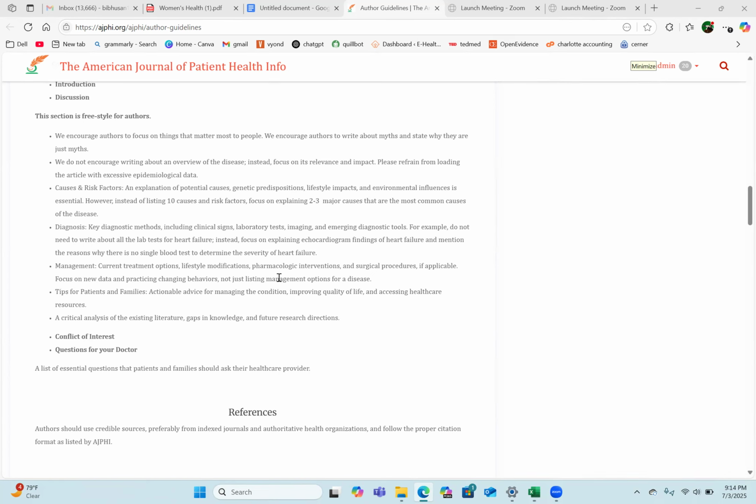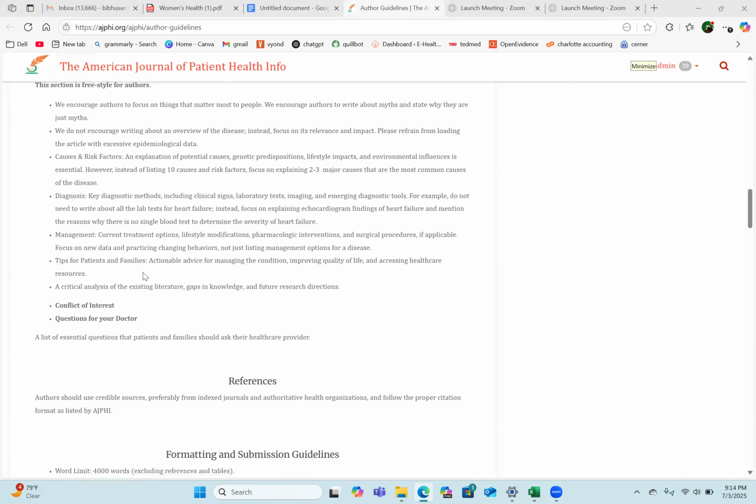For example, if I'm writing about chronic kidney failure, I'll Google or even use ChatGPT and say, tell me 10 topics that people are searching about kidney failure. And then you grab the topics and make sure you put them in the discussions. Then you can write a section for tips for patients and families. This could be in pointers, or it could be in paragraphs. It depends upon your style.